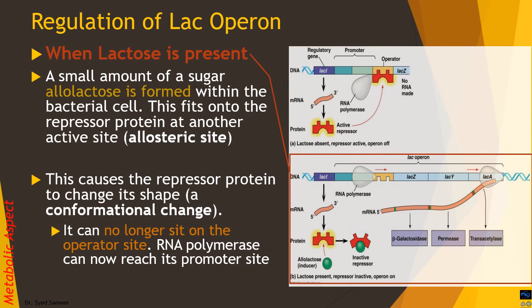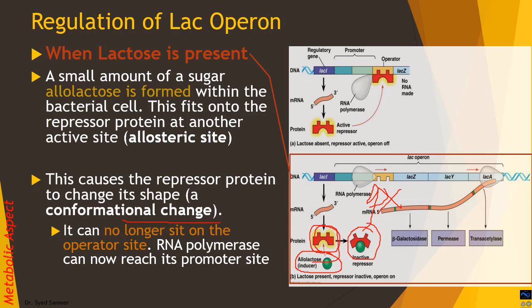In the second scenario, when lactose is present in the ambient condition, it will be taken up by the basal activity of the permease. When it enters the cell, it will be converted to allolactose. Allolactose will fit into the repressor dimer protein and change its conformation, its structure, so that now it is inactive. When it is inactive, it will not bind to the promoter region.